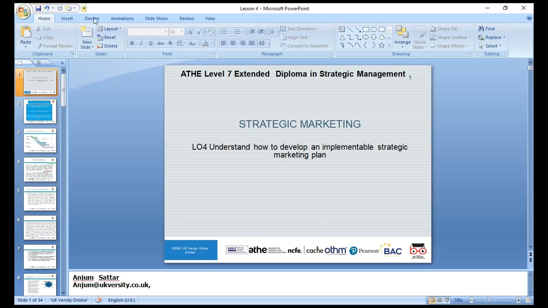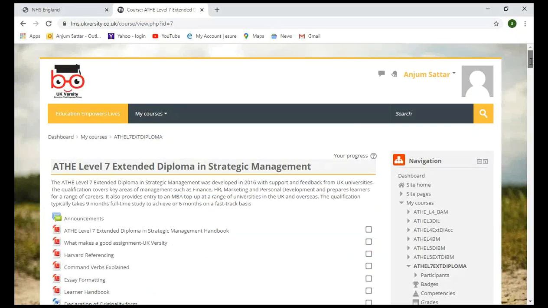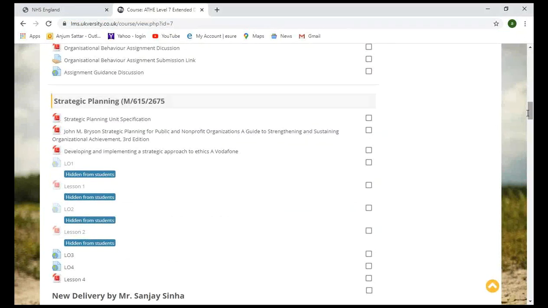So we'll go through today's lesson. We'll go through LO4, and in LO4 we will understand how to develop and implement a strategic marketing plan. So all our discussion will be focused on marketing planning. So any questions from previous lessons or what we learned? Anything you remember?